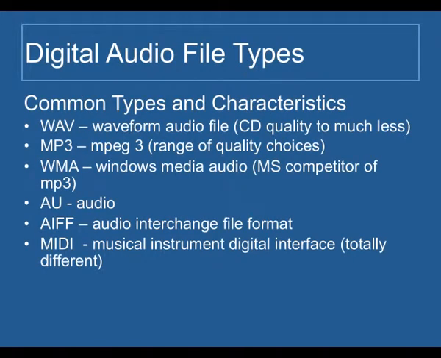Now, the digital audio file types, these are the most common. You have the WAVE, which is called a waveform audio file, and that's considered CD quality and even less. You have the MP3, which is MPEG-3, and that is a wide range of quality choices because it depends on the choice of the person who encoded the file, the quality that they wanted. So, for example, you could encode, if you're, say, you've heard that, have you all heard the expression ripping a song?